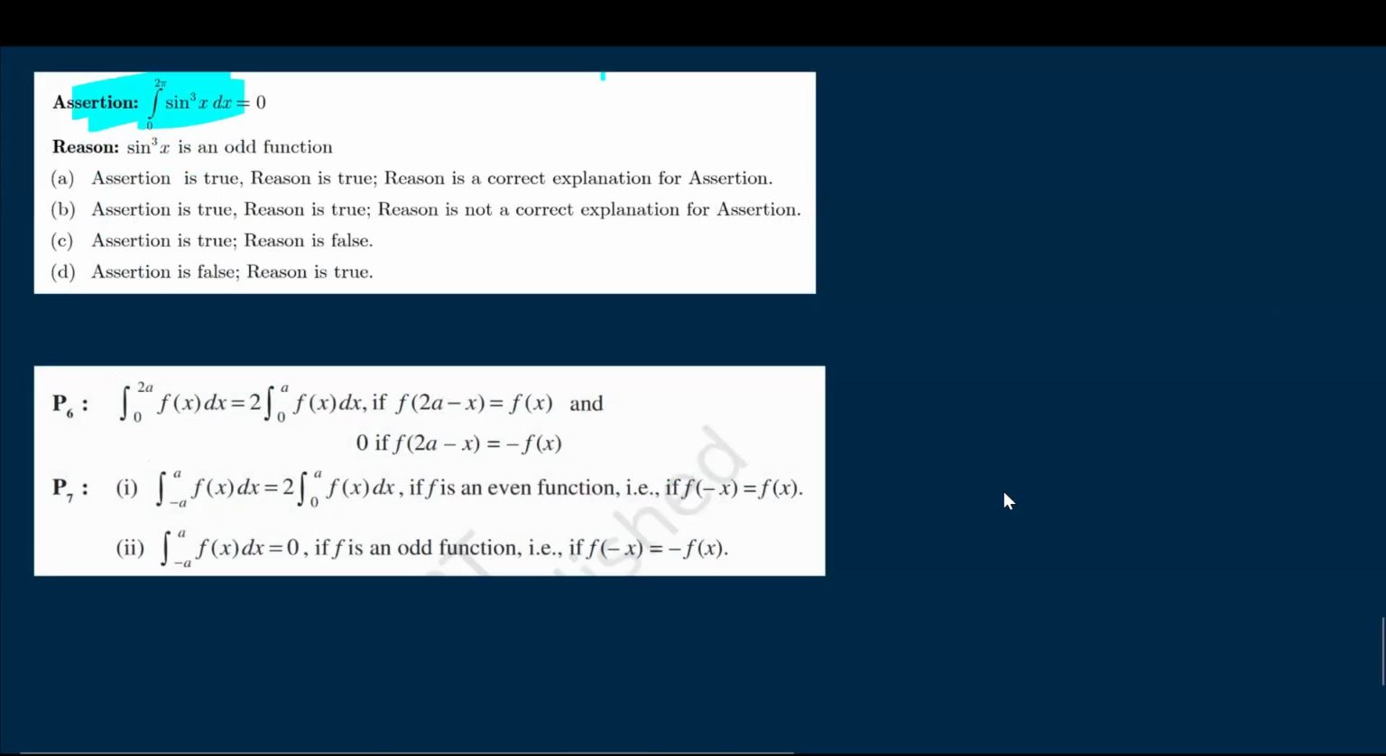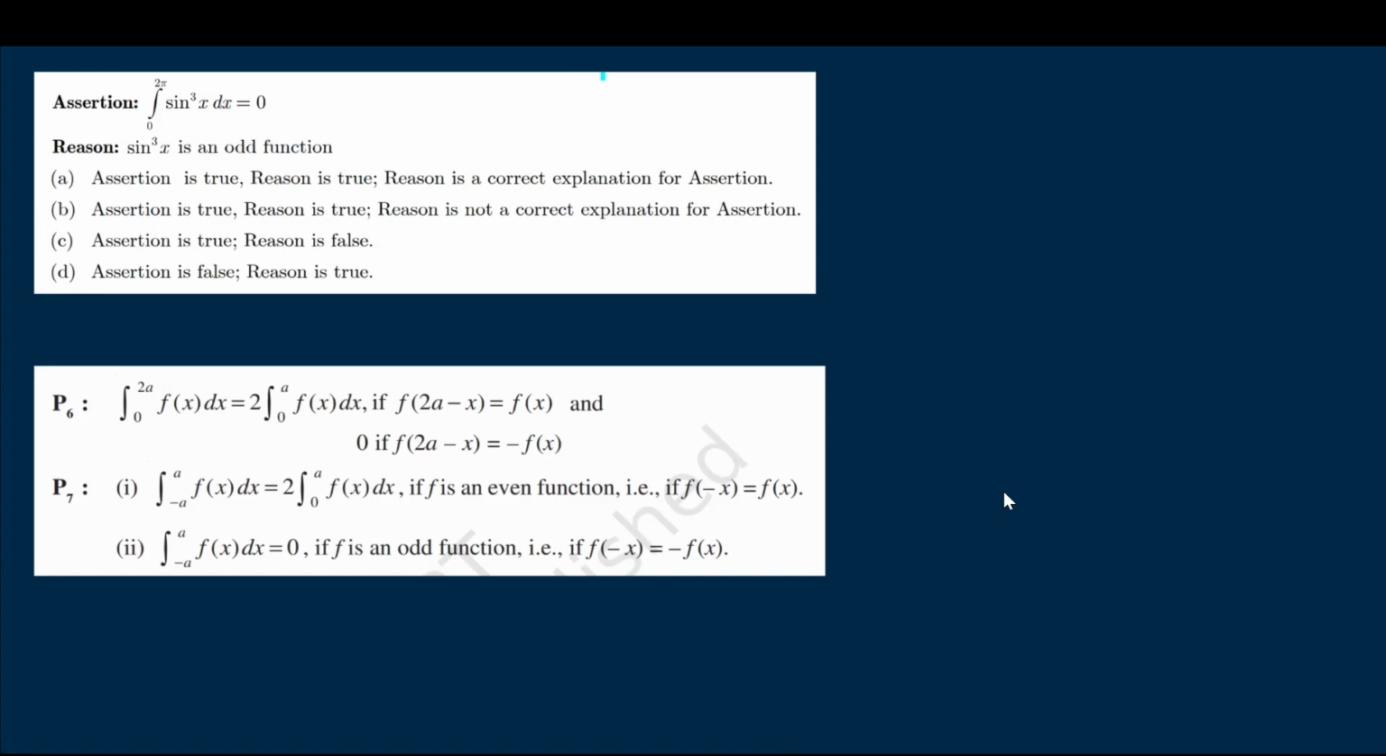Now, in this assertion and reason based question, many of you get confused. That's why I've taken these two properties together in order to show you the justification. Well, the first assertion says that the integration from 0 to 2 pi of sine cube x dx is equal to 0. And we assume the reason to be just because it is an odd function. That's not true.